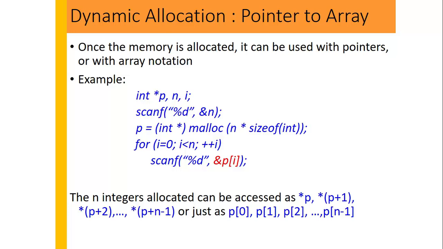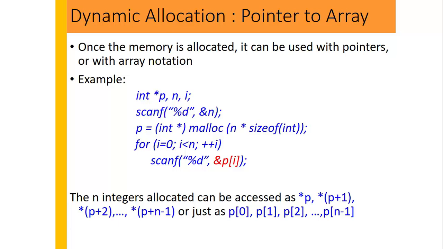An integer allocated can be accessed by star p plus 1, star p plus 2, and so on till p plus n minus 1. n minus 1 is because we start from 0. So first is star p, that is star p plus 0. Second is star p plus 1, and so on. Or we can use it as p of square bracket 0, 1, 2, and so on.